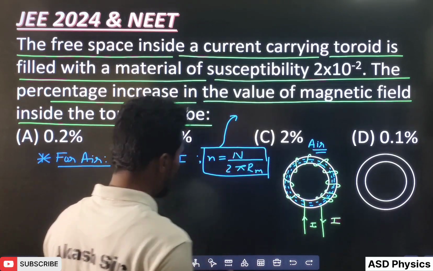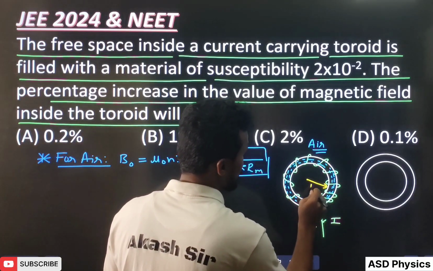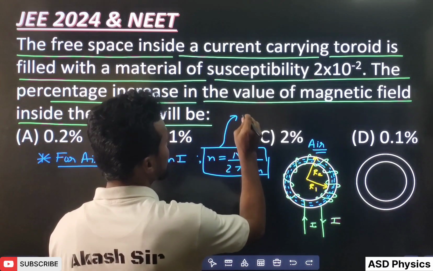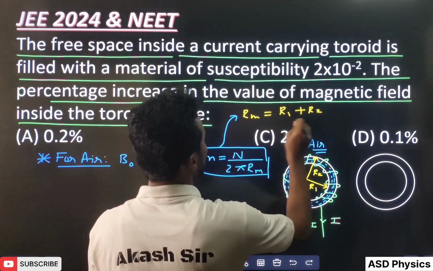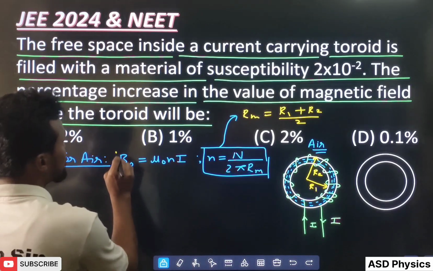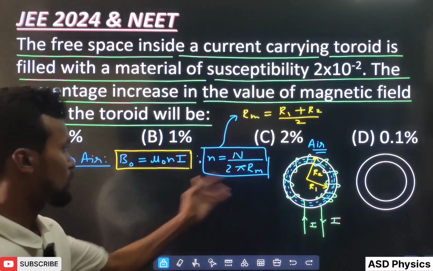What is this mean radius? Let's take the inner radius as R1, and the outer radius as R2. So remember that Rm is given by R1 plus R2 by 2. That I am telling you generally. Now this is the magnetic field inside the toroid, and I is the current, okay.